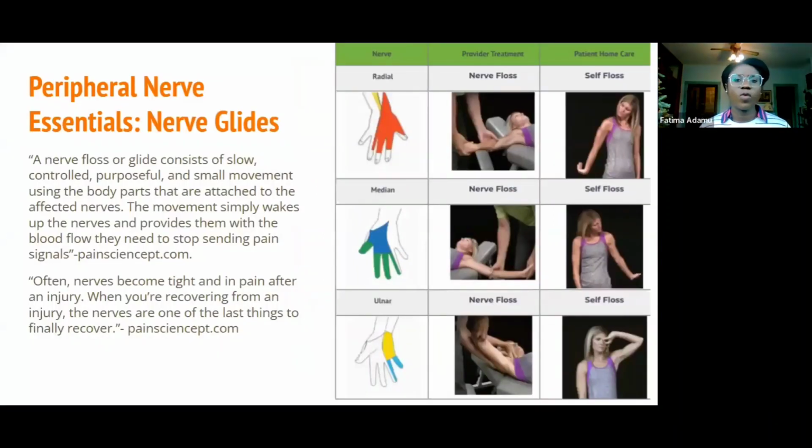So one way to take care of peripheral nerves when there's not a complete laceration is to perform nerve glides. I'm going to shift this over here. A nerve glide or a nerve floss is a slow, controlled, purposeful movement using the body parts that are attached to the affected nerves. The movement is designed to wake up the nerves, give them blood flow. Nerves are sensitive to blood flow. Bones are also sensitive to blood flow, and blood flow affects fracture healing. We'll get to that later.